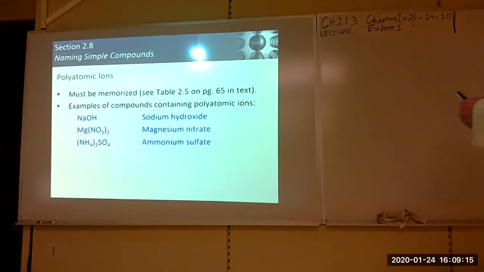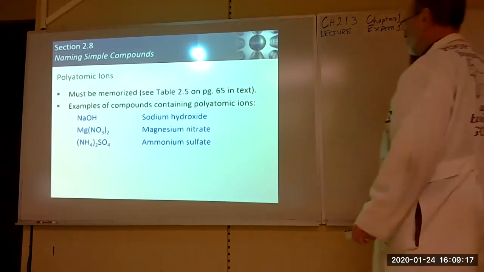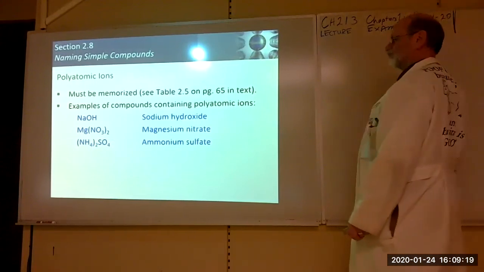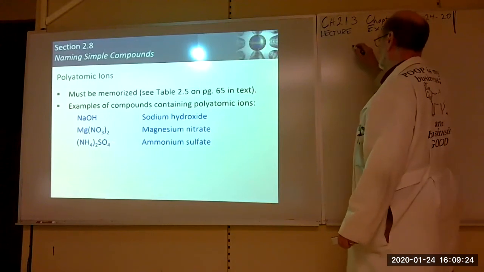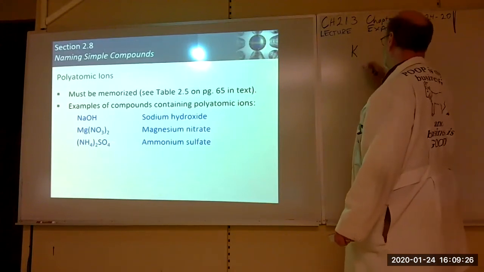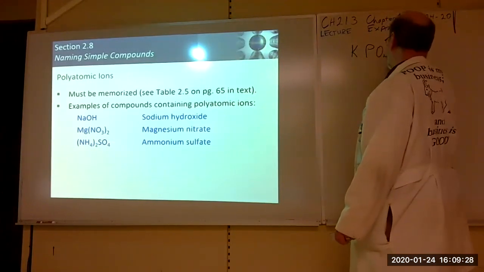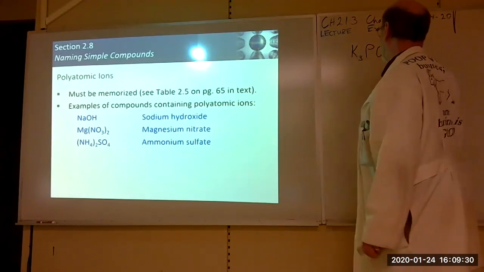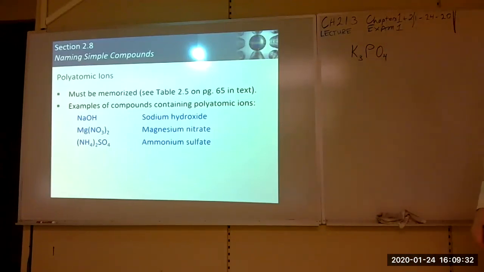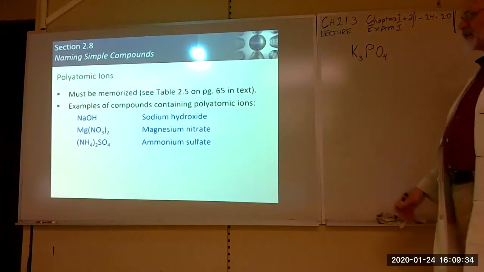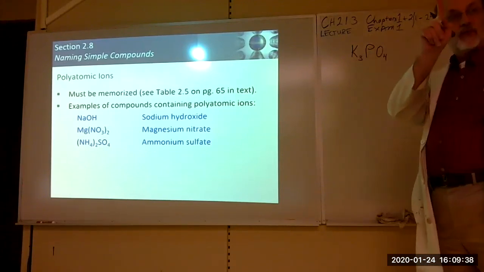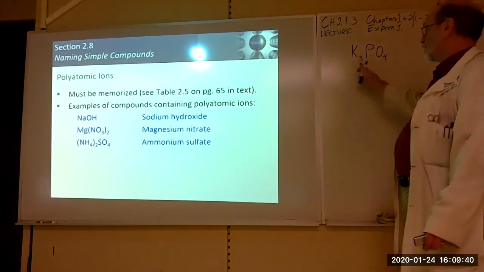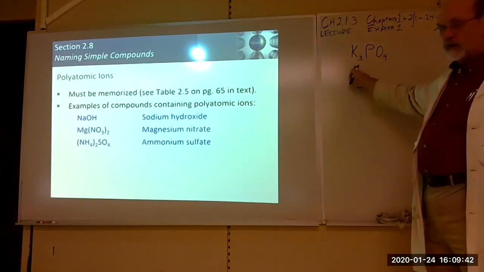Let's try one that's not on there. How about this one? Okay. Do you treat this one as a type 1 or a type 2? Type 1. Potassium comes from the alkali metals. It's only 1 possible charge.